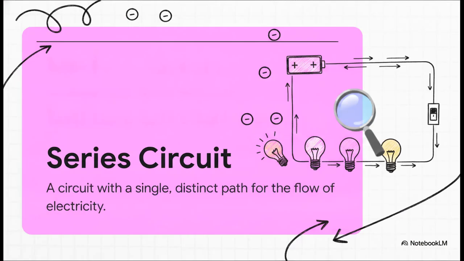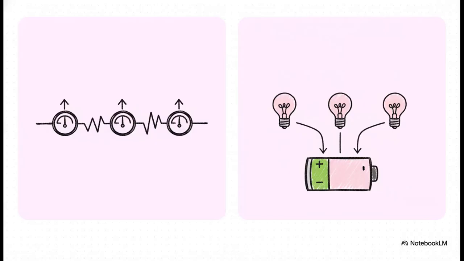The defining feature of a series circuit is that all the components are connected end to end. This creates one single, distinct path for the flow of electricity. The electrons traveling through this wire have absolutely no alternative routes. Zero. It is a strict one-way street, and they have to pass through every single component sequentially. And because of that single path, there are two golden rules you absolutely must remember.